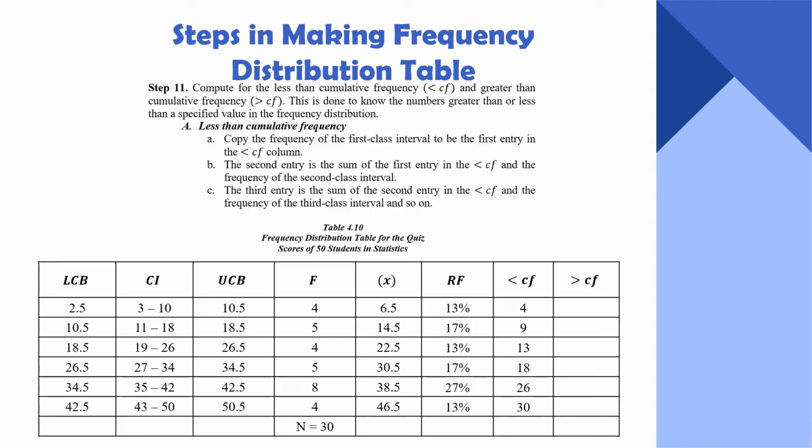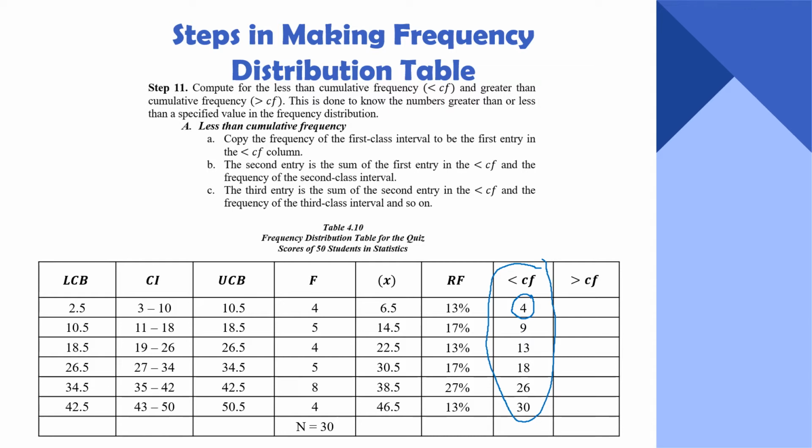For step 11, we have to compute for the less than cumulative frequency and the greater than cumulative frequency. This is done to know the numbers greater than or less than a specified value in the frequency distribution. So for us to get the less than cumulative frequency, we have to copy the frequency of the first class interval to the first entry of the less than cumulative frequency column. So, ito yung less than cumulative frequency column. Ito yun. Okay? So, paano natin nakuha yung entry na 4? So, we just have to copy the frequency of the first class interval.